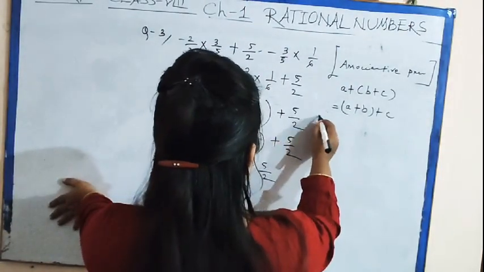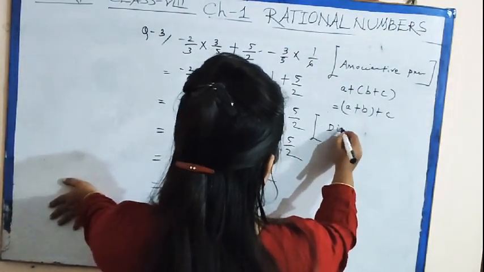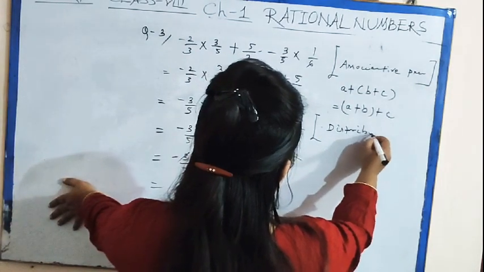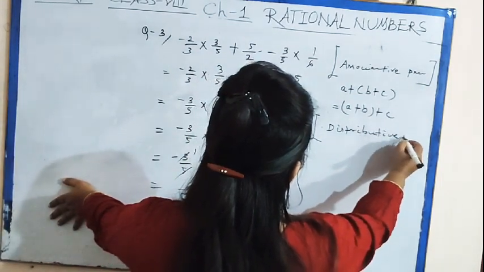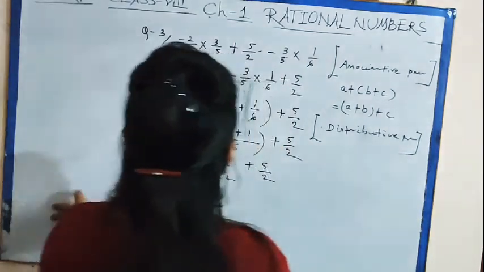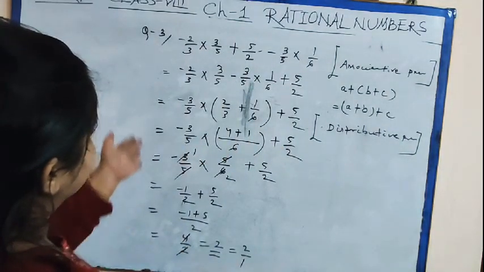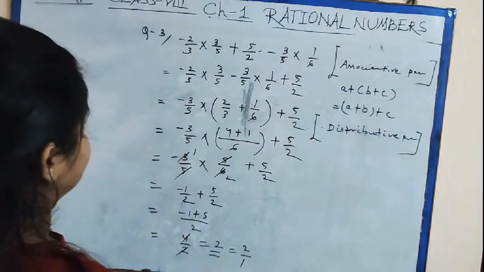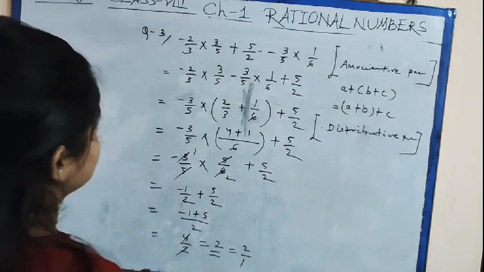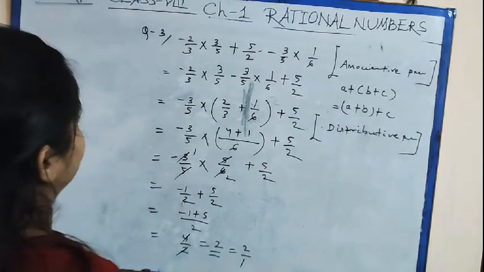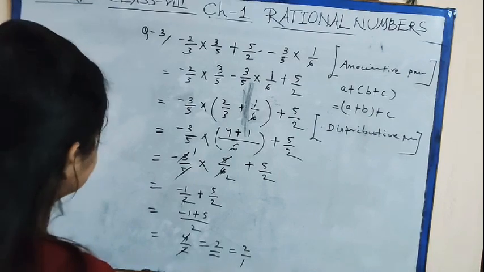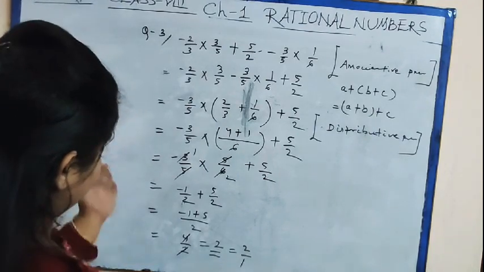So which property is used here? Distributive property. So learn this by heart, keep in mind all the properties. By using this approach, you should solve the problem easily. Understood? Clear?